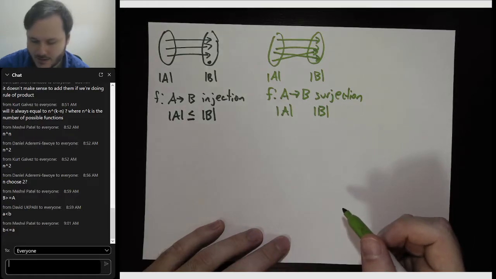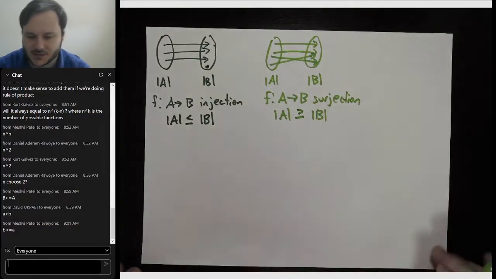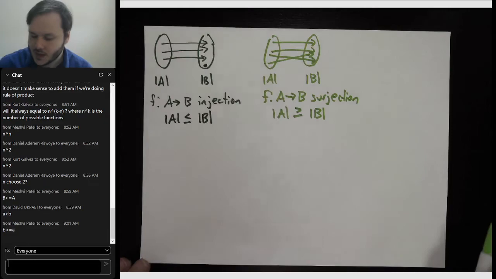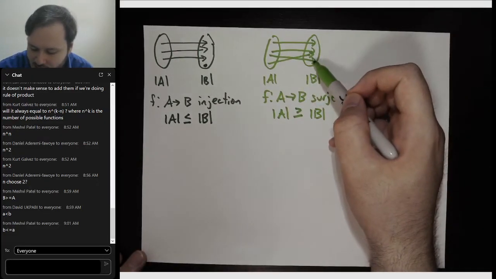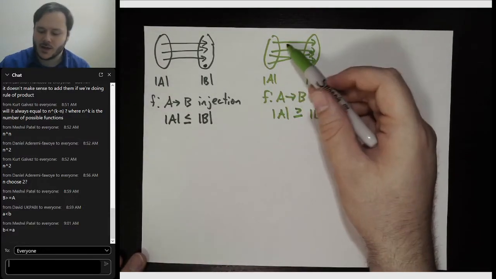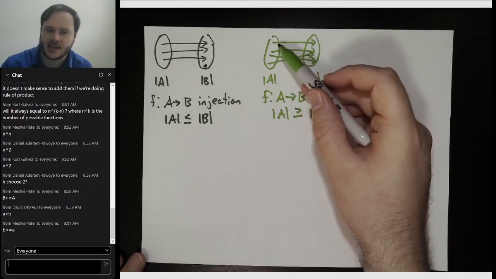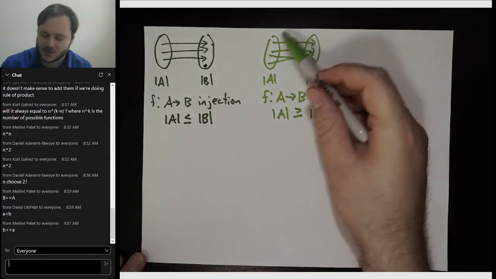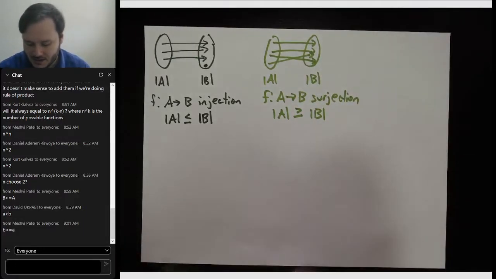Yeah. Then B has to be less than or equal to A, or A has to be greater than or equal to B, based on the way I've written it. If I have a surjection, that means every element in B gets lined up with at least one thing in A, maybe more than one. But for every element of B, there's at least one element in A that gets mapped to it, which means I have at least as many elements in A total as there are in B.